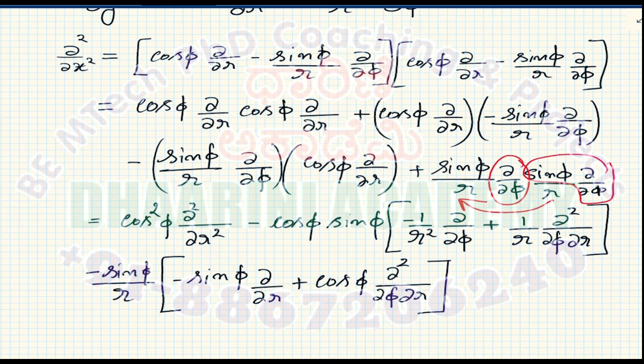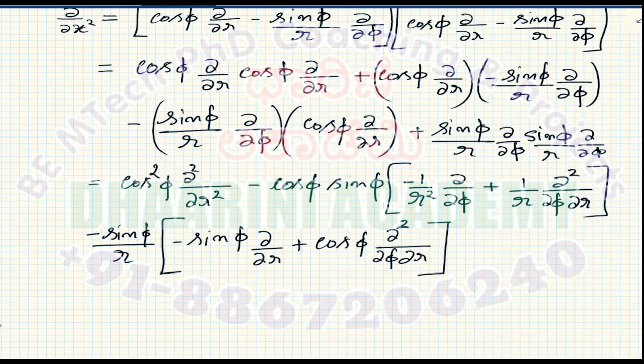Okay, but that's possible. So we can take this out. Alright. So when that happens, let me write it in the new line now. So that is, I'll take out the sine phi. Okay, so I'll take the sine phi by r outside.